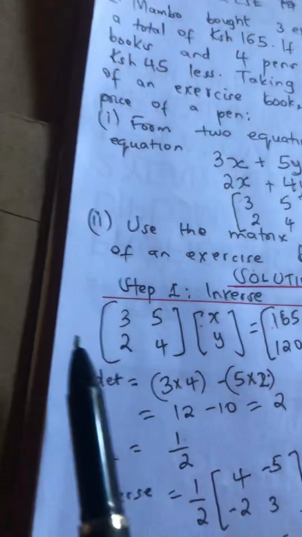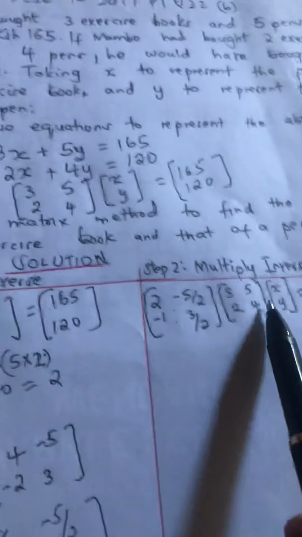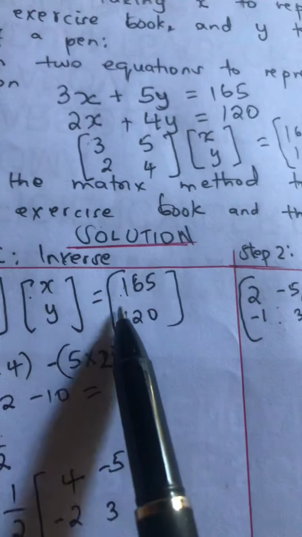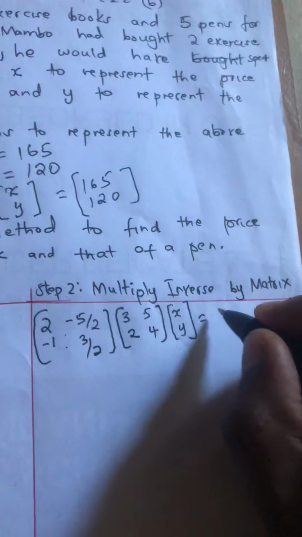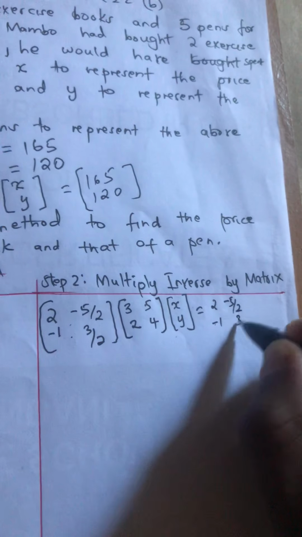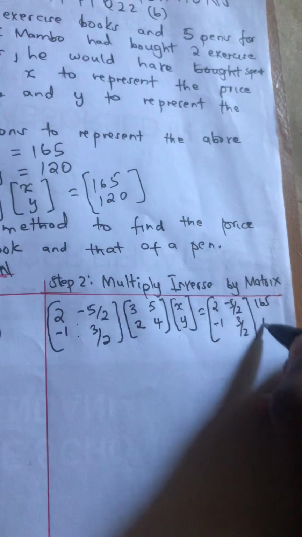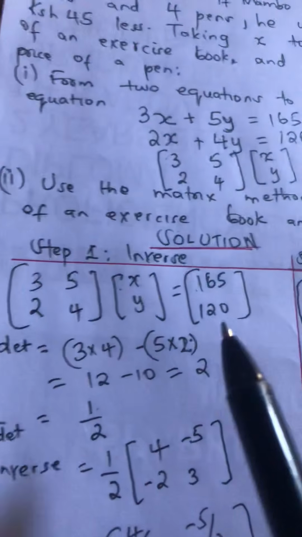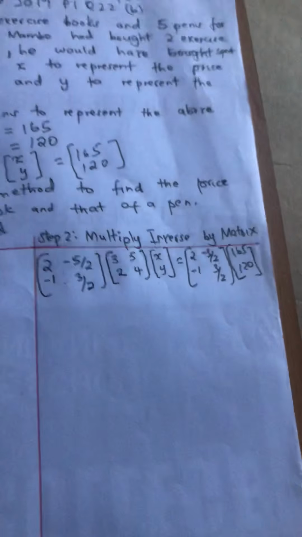I hope you have seen it. I have taken the inverse and put it in front, and the rest remained as it was. Then after the equal sign, I again put the inverse in front, followed by this number. So again I put the inverse here, 2 minus 1 minus 5/2 then 3/2, and then 165 120. I hope you have understood. All I have done is put the inverse on both sides.